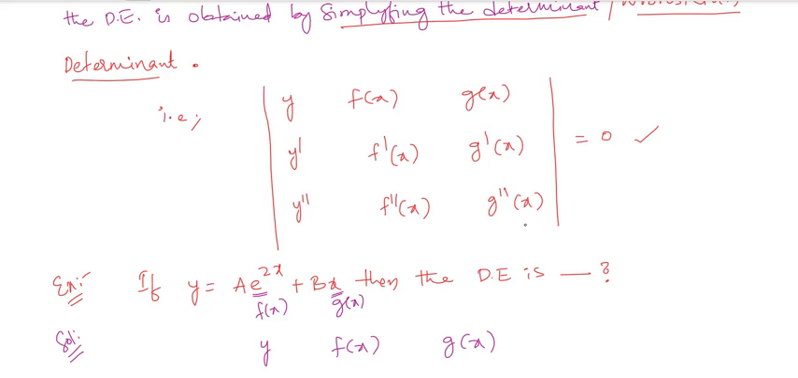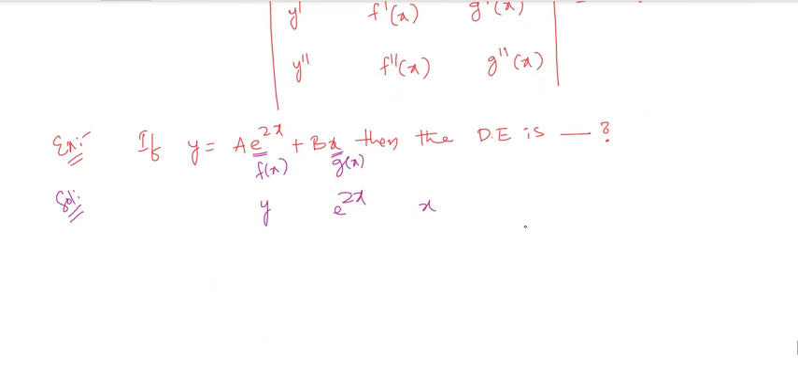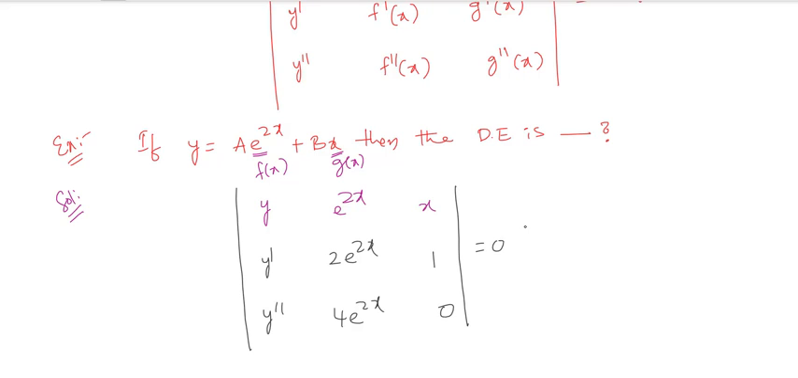So now can you tell me what is y? Y is the same. F of x is what? E to the power of 2x. Then g of x is what? x. Then I have to go with the differentiation. So this is y dash. The differentiation for this is 2e power 2x, and the differentiation of x is 1. Then y double dash is 4e to the power of 2x, and the differentiation of 1 will be 0. So now this determinant is called the Wronskian determinant. I have to make it 0.